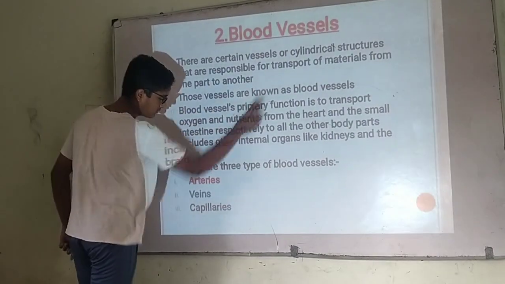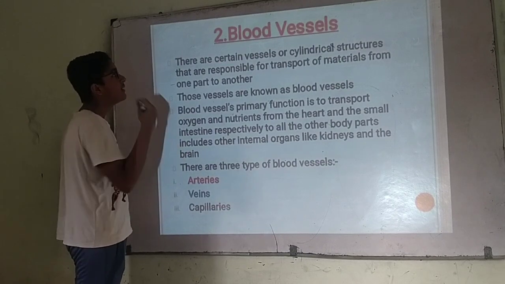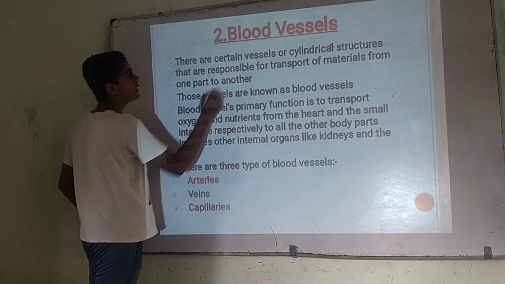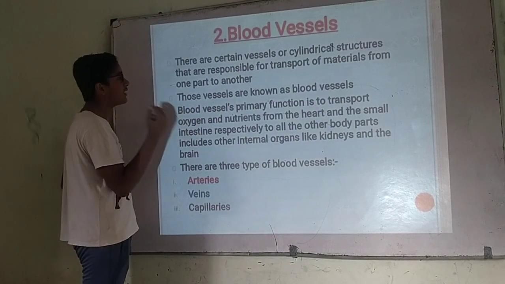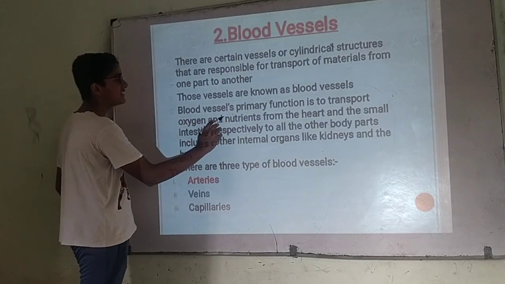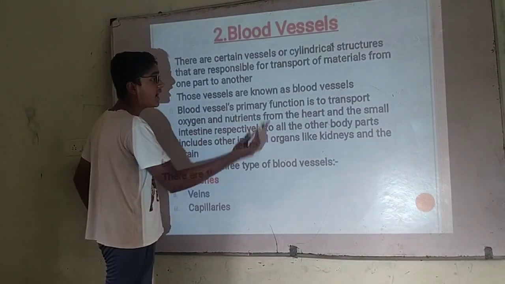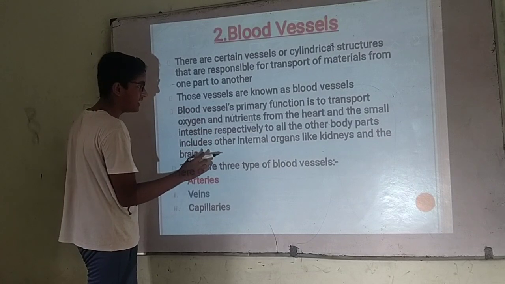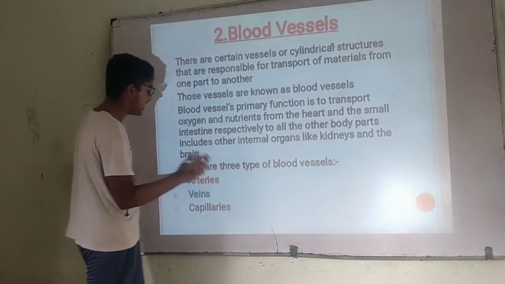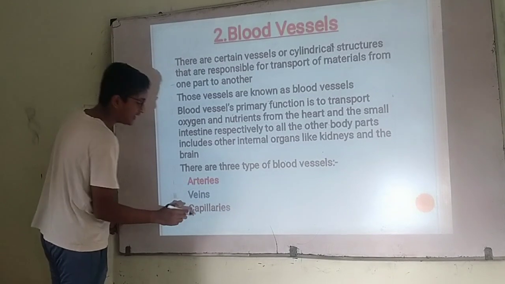Second component of the circulatory system, blood vessels. There are certain vessels or cylindrical structures that are responsible for transport of materials from one part to another. Those vessels are known as blood vessels. Blood vessels' primary function is to transport oxygen and nutrients from the heart and the small intestine respectively to all the other body parts, including other internal organs like kidneys and the brain. There are three types of blood vessels: arteries, veins and capillaries.